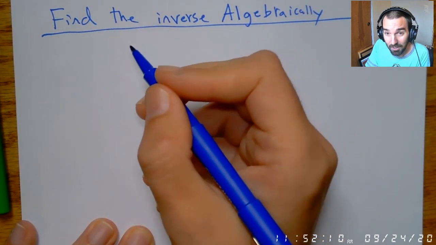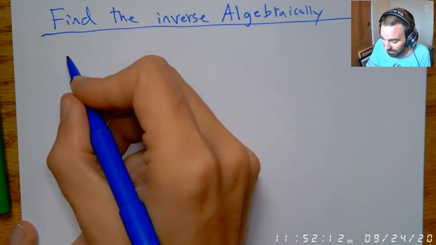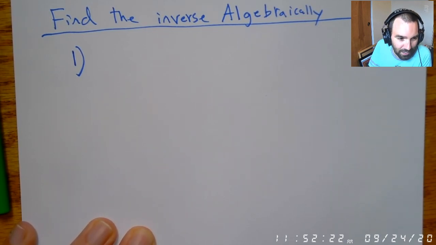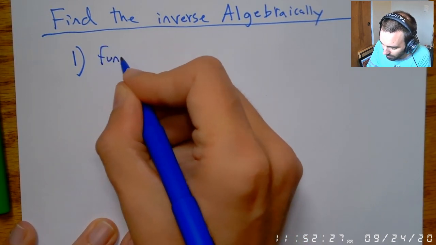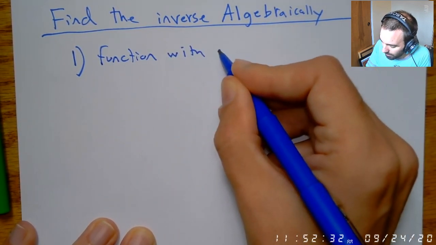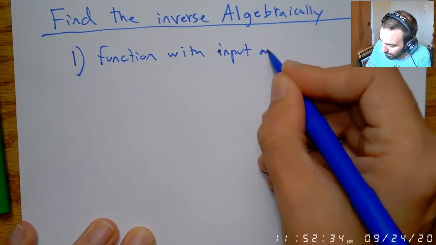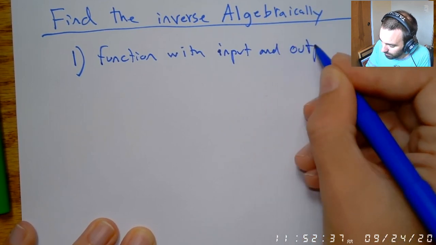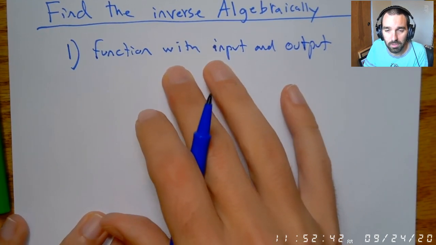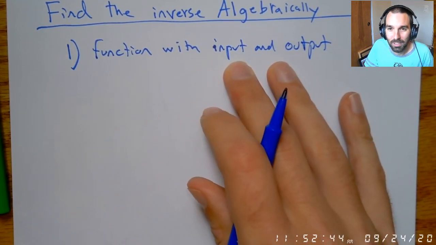Okay, there's 2 ways of taking an inverse algebraically. In our class, we're almost exclusively going to be doing the first way. I know, Monica, I'm sorry, I'm a troll. So the first one is when you have a function with input and output. In our class, this is what we're going to be doing. I just want to make that super clear.